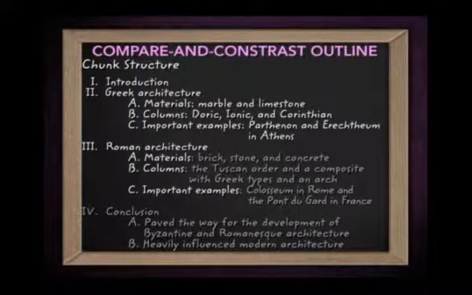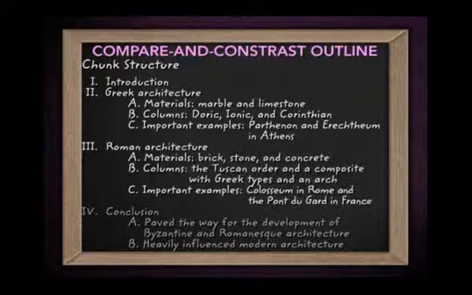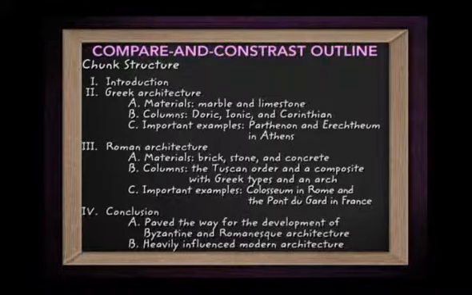Materials, marble and limestone, columns, Doric, Ionic, important examples, Parthenon, Erechtheum, and so on. So I've taken the exact same information from my other outline, but simply put it into a different form. Materials on the Romans, brick, stone, concrete, columns, Tuscan order, composite, Greek types, arch, important examples, and so on. My conclusion is the same as well.